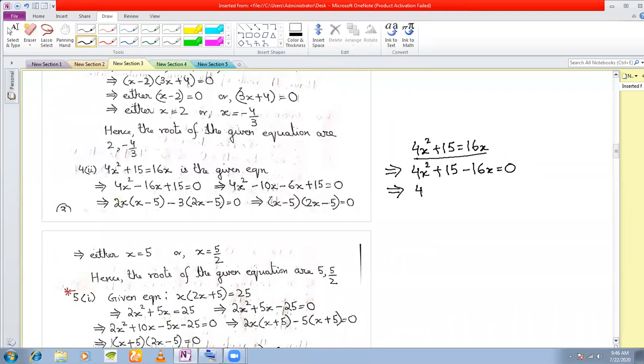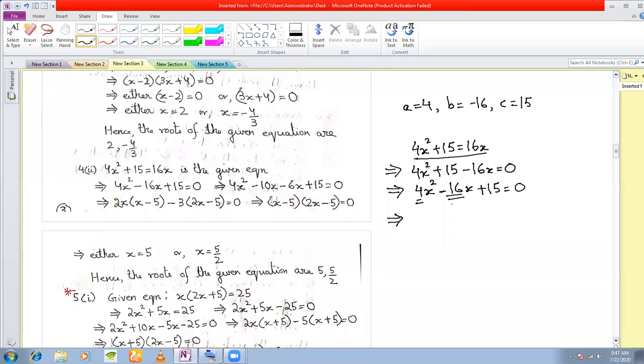Now I want to write this in the form ax square plus bx plus c. So this is my a, x square, minus 16x, so b is my minus 16, plus c, c is my plus 15. So if I write it in this way, what you must see is that a here is 4, b here is minus 16, and c here is 15. Okay. Now we proceed to solve this quadratic equation by middle term factorization.